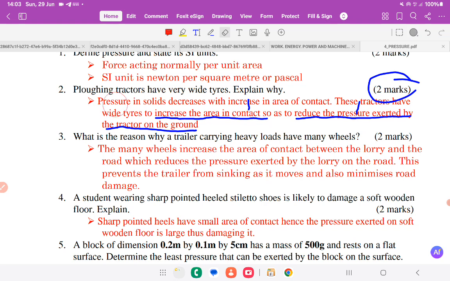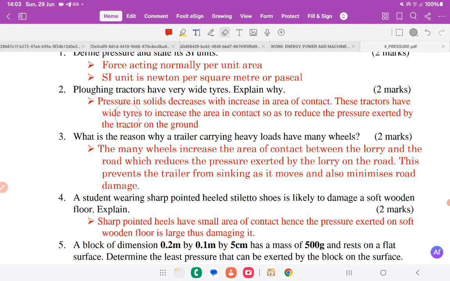This part here may not be that necessary for you to say, but you have to mention the fact that this is done in order to increase the area. Okay, so the tractors have wide tires to increase the area of contact in order to reduce the pressure exerted by the tractor on the ground. That's where I get 2 marks from.